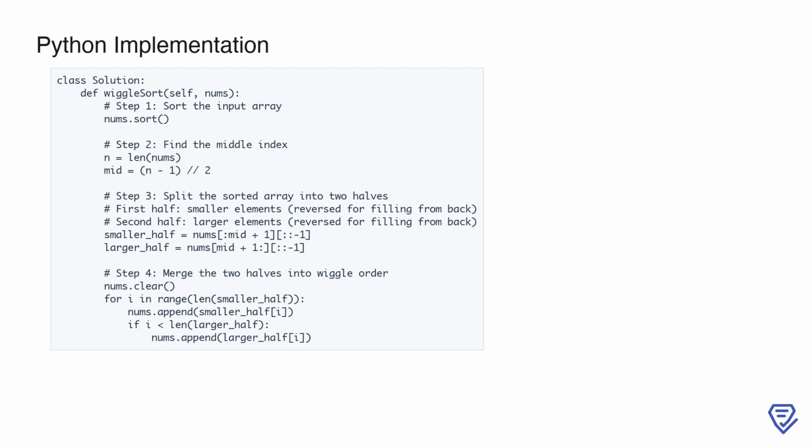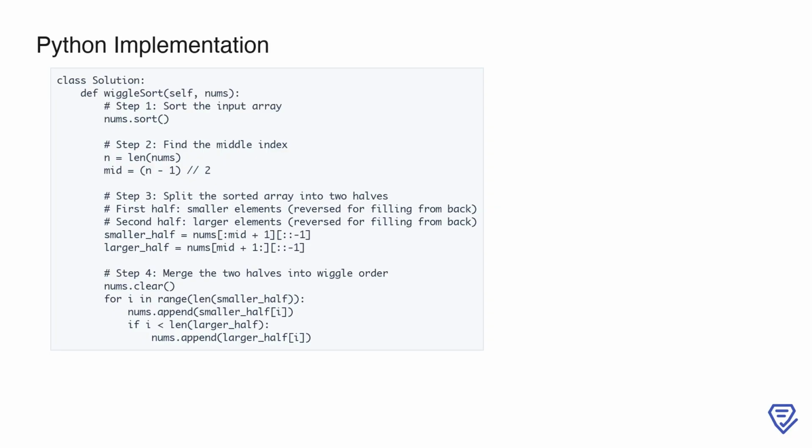Step-by-step explanation. 1. Sorting the input array. The array is sorted in ascending order. This ensures that smaller elements are at the beginning and larger elements are at the end. Sorting simplifies the process of splitting the array into two halves. 2. Finding the middle index.